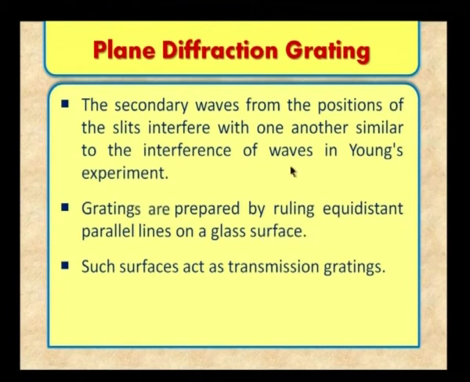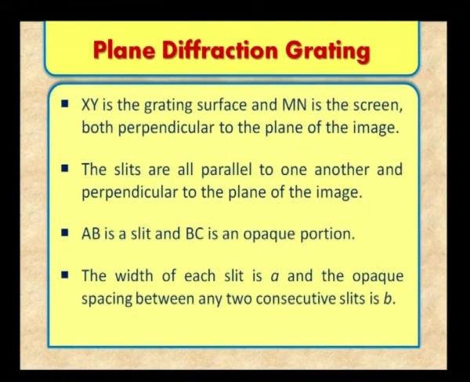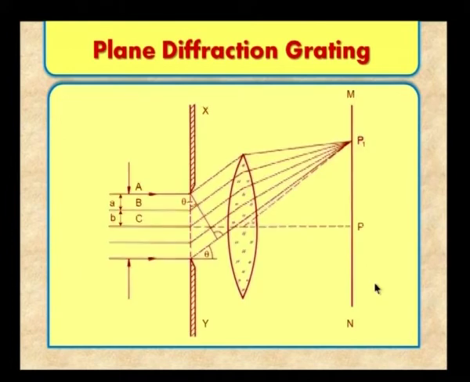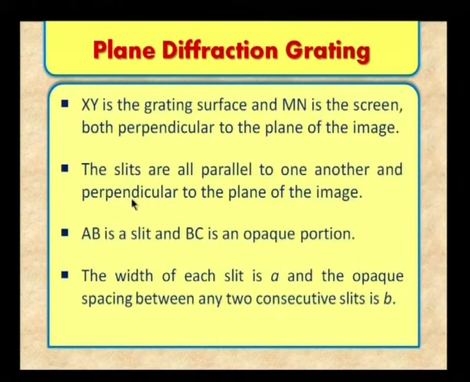Gratings are prepared by ruling equidistant parallel lines on a glass surface. Such surfaces act like a transmission grating. Transmission means light is allowed through. XY is the grating surface, M1 is the screen. I showed you the diagram. M1 is the screen and XY is the grating element. The slits are parallel to one another. AB is a slit and BC is an opaque portion. Each slit will have a width of A, and the opaque portion is B. A plus B is called the grating element.